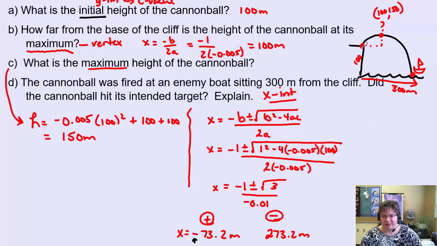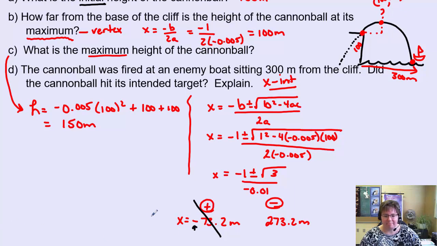Well, if you think about it, negative distance doesn't make sense in this case. We get a negative distance because the parabola is going to go backwards in time. So this one doesn't make sense. It's an extraneous root. Okay, a root that doesn't make sense is called extraneous.